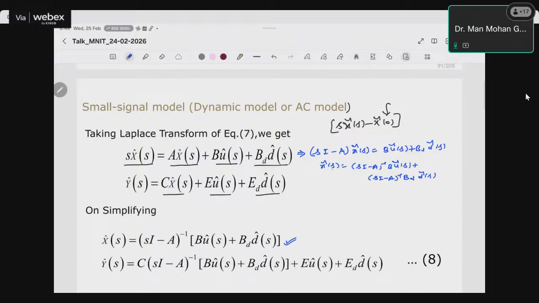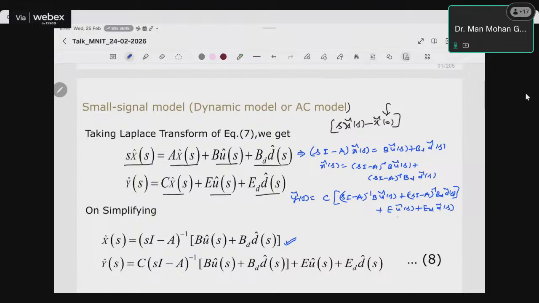And if I put x of s back here, then what I get is y of s equal to C sI minus A inverse B u of s plus sI minus A inverse Bd d of s, plus E u of s plus Ed d of s, right?